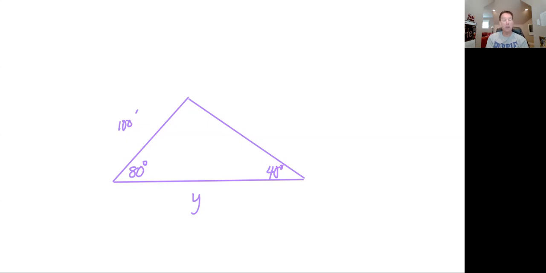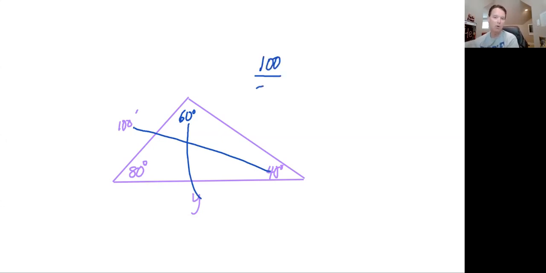So, Foster, what's our first step going to be here? Complete the triangle angles. Great. What's the missing angle? 60 degrees. So 80 plus 40 makes 120. We're missing a 60 degree here. And now the thing you're going to look for is this right here. We absolutely have to have one ratio that connects a side to an angle. Obviously, we're going to use this as our other one. So now we can set up 100 over sine 40 equals y over sine 60.